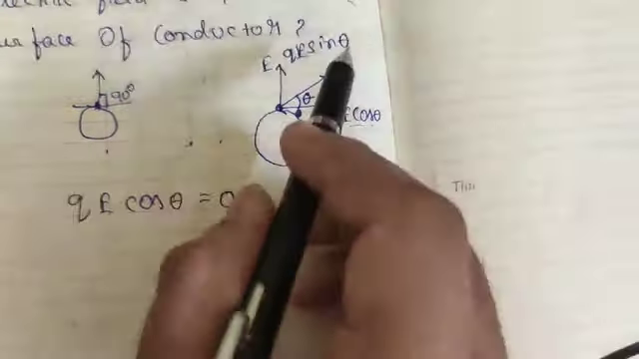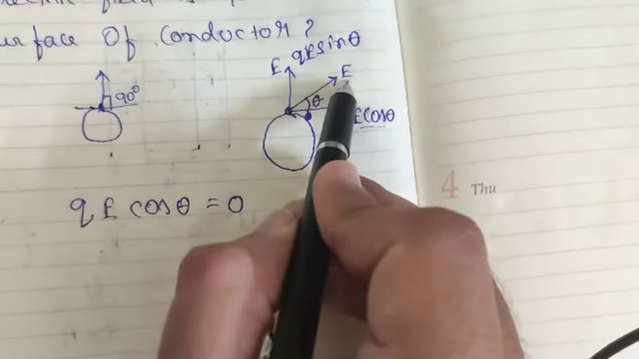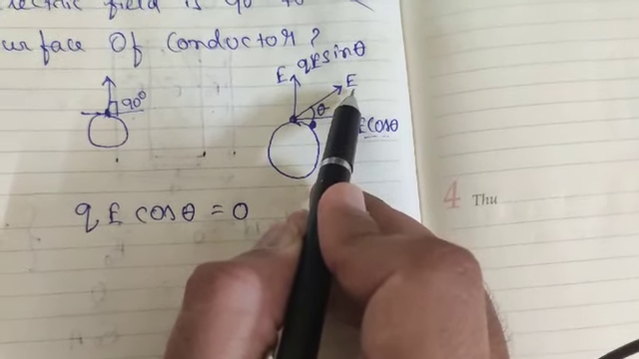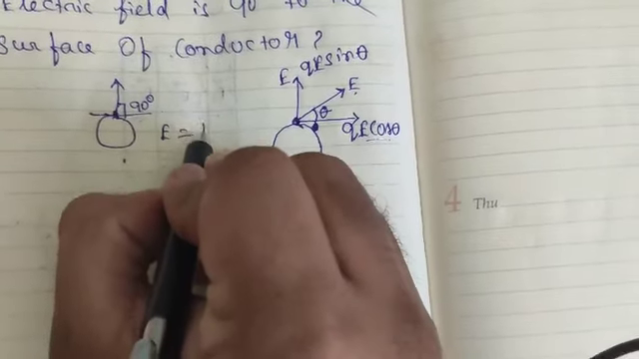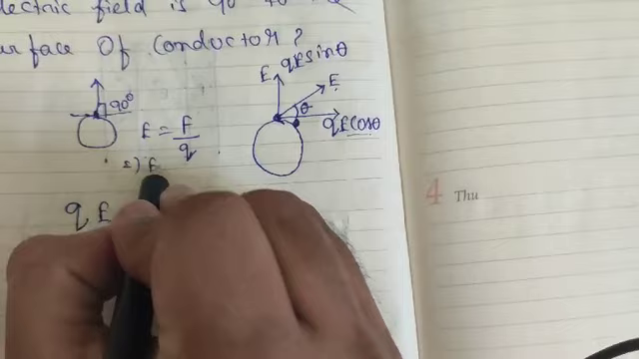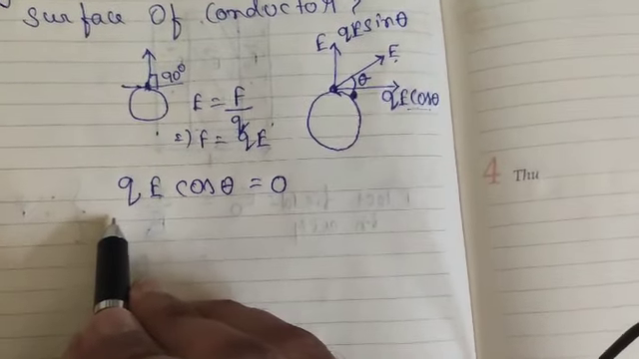Okay, this method is called component method, right? Instead of E, you can write F. You know it very well. Your electric field is nothing but a force upon a unit charge. What is the electric field? Force upon a unit charge. So what is your force? Q into E, right?